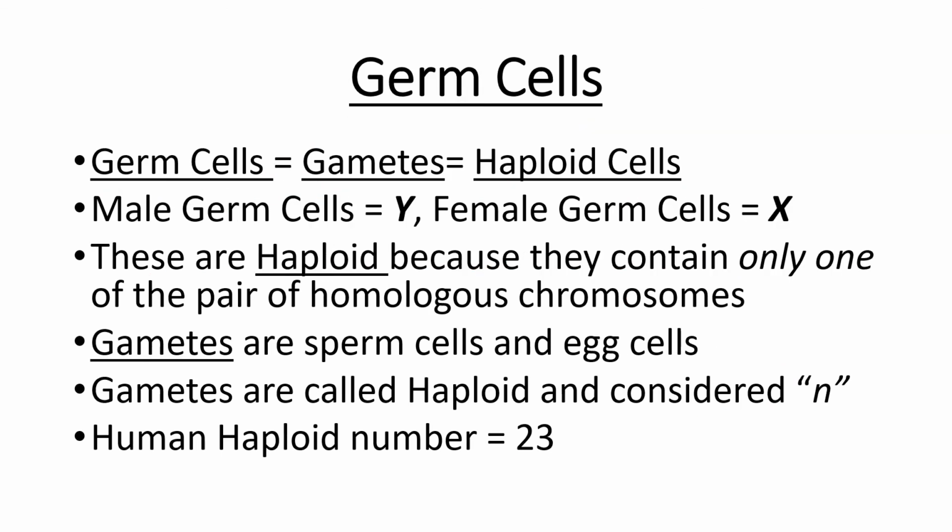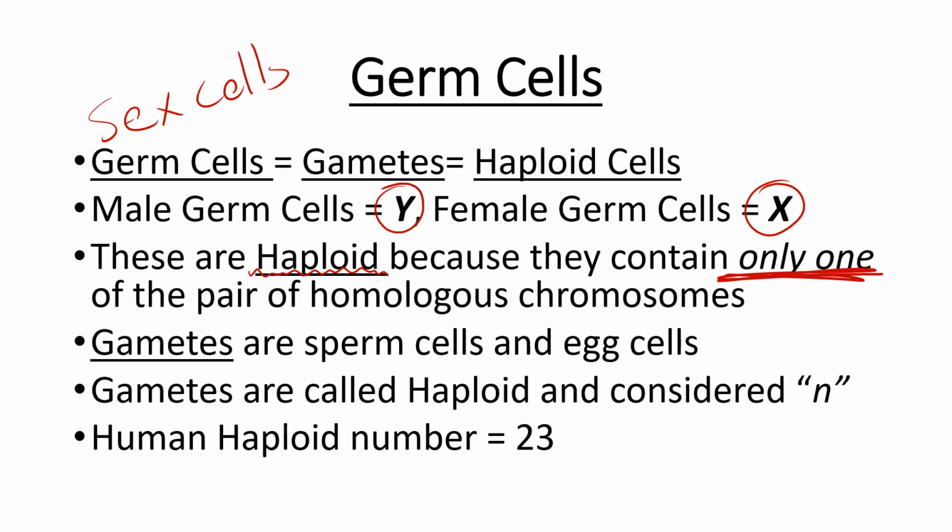Meanwhile, germ cells or sex cells, so these can also be called gametes, can also be called haploid cells. The male germ cell is a Y, female germ cell is an X, although male germ cells can have an X chromosome, but we'll talk about that later. These are considered haploid cells because they contain only 1. So I think haploid, half, so it contains half of the body cells. It contains only 1 of the pair of homologous chromosomes.